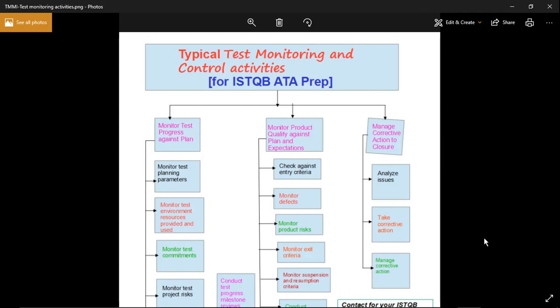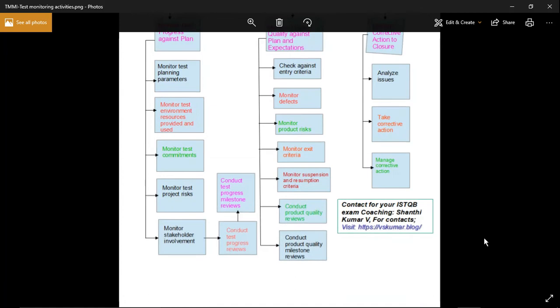The next one is monitor test project risks. If you take any project, there will be risks. The initial risks identified during test planning might be occurring here, or there might be new risks while executing the task that the testers or testing team might find. Such kind of project risks need to be identified during TMC activity.